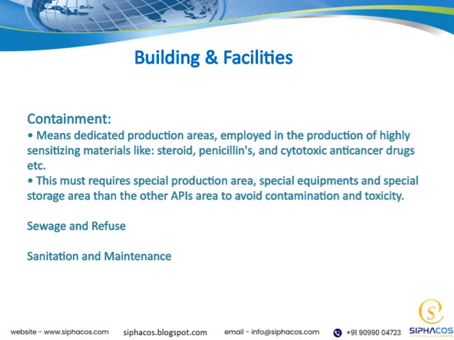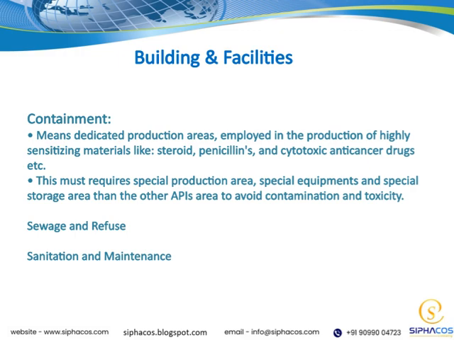Now, let's move on to the concept of containment. When we talk about containment in pharmaceutical manufacturing, we're referring to having dedicated production areas specifically designed for highly sensitizing materials. These include substances like steroids, penicillins, and cytotoxic anti-cancer drugs. These materials require careful handling because they can pose serious risks to both the workers and the environment if not properly contained. It's crucial that these areas are separate from regular production zones.